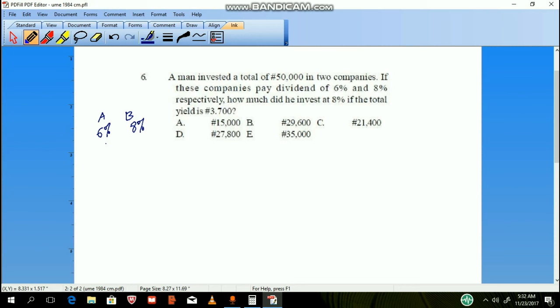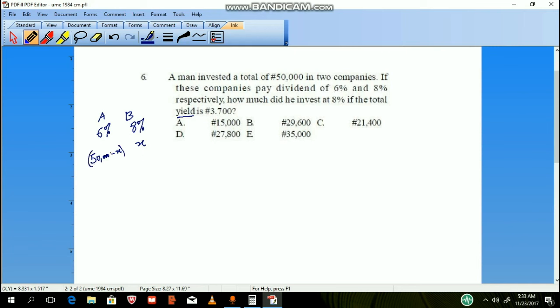Now, respectively, how much did he invest at 8% if the total yield is 3,700? Another name for yield is interest, because if you save or invest money, your yield should be your interest. That is what you're after. So if a man saves a total of 50,000 naira, we don't know the amount he invested at the 8%, but let's call that X. If he's saving X here and the total is 50,000, the amount he will save here will be 50,000 naira minus X.